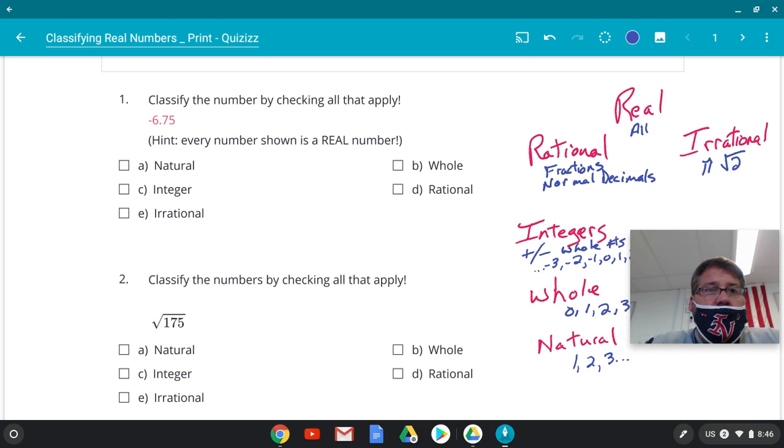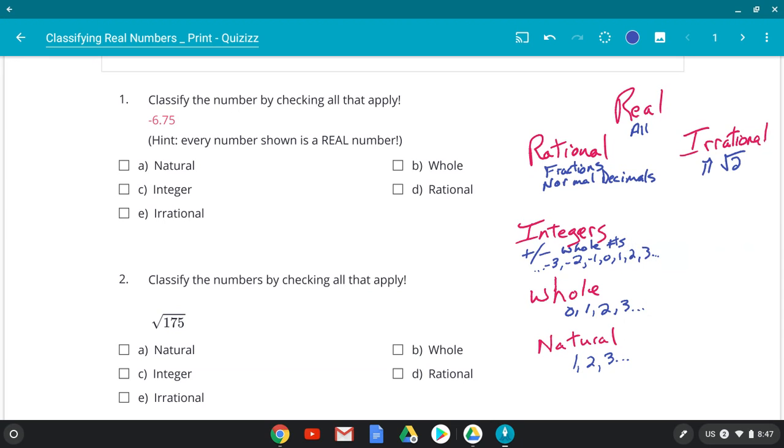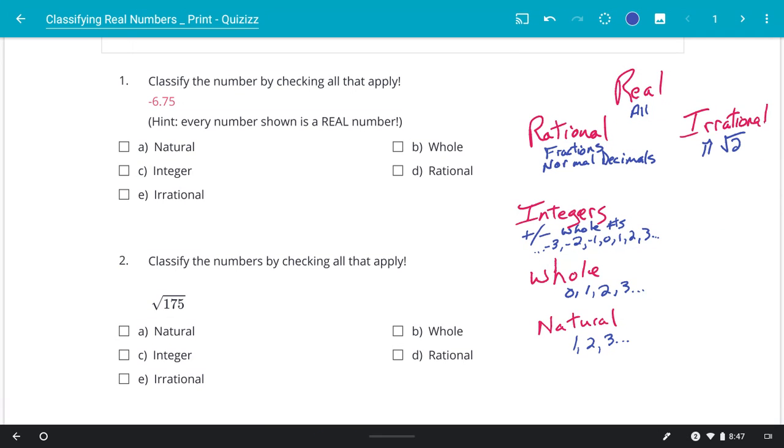All right, I'm going to take a second and go over the quizzes that we took yesterday on classifying real numbers. Hope this is helpful for you. So quickly, on the right side of the screen, you'll see just a quick refresher of the number system.